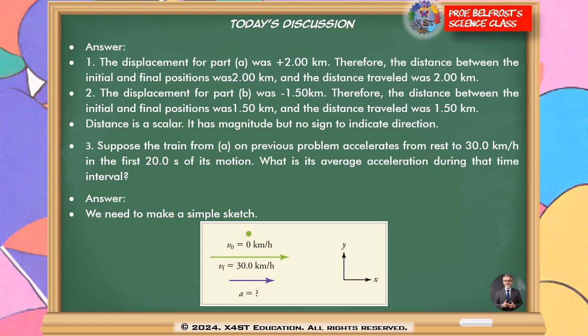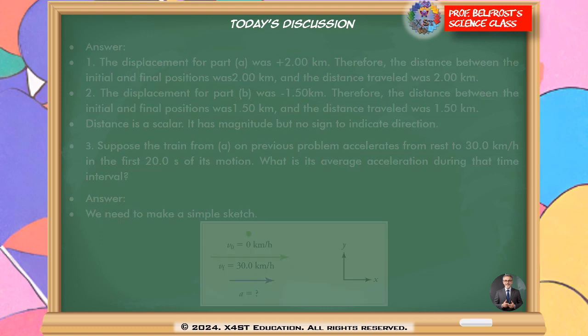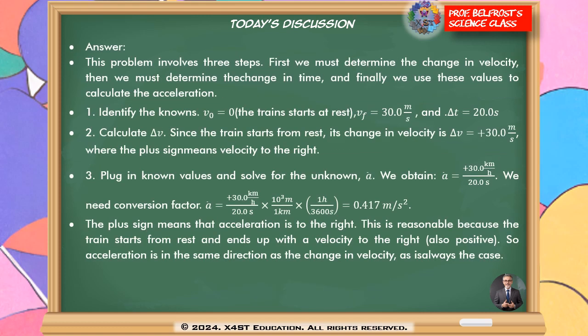Number three: suppose the train from A in the previous problem accelerates from rest to 30 kilometers per hour in the first 20 seconds of its motion. What is the average acceleration during that time? Again we need to make a simple sketch with a proper coordinate system. This involves three steps. First, identify the knowns. Second, calculate the delta v as shown, where the plus sign means that the velocity is to the right. Third, plug in all the known values and solve the equation for the unknown, a bar, which is the average acceleration.